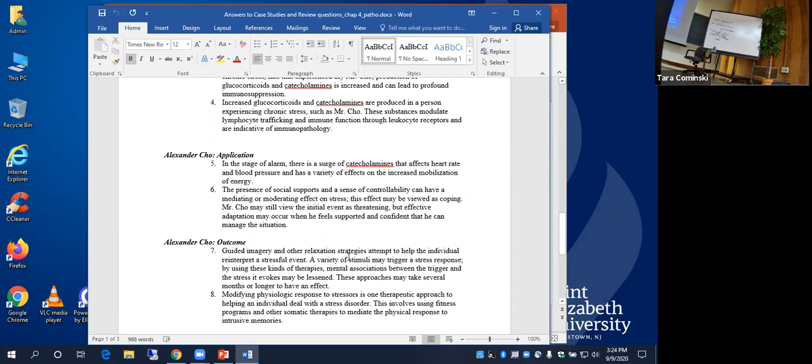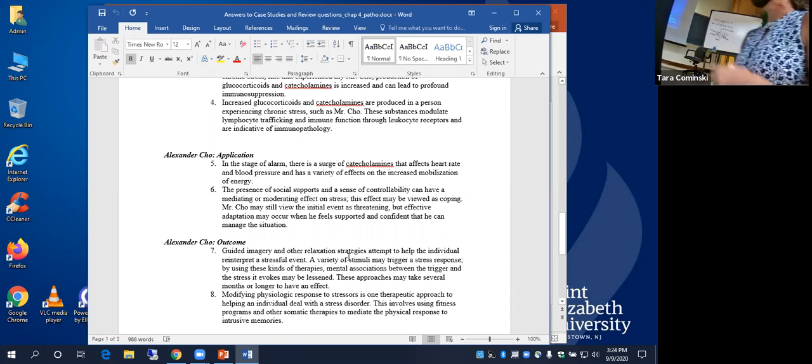It says here, Mr. Cho may still view the initial event as threatening, but effective adaptation may occur when he feels supported and confident that he can manage the situation. I think that's important to note. The traumatic event's not going away, they're not going to forget it. But the idea is to be able to use these coping mechanisms so that when you think of that event, it doesn't spark or activate that stress response.